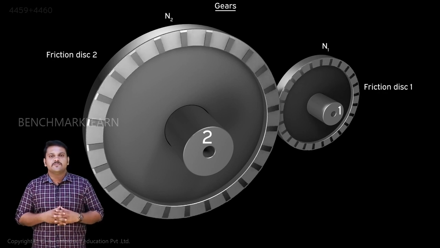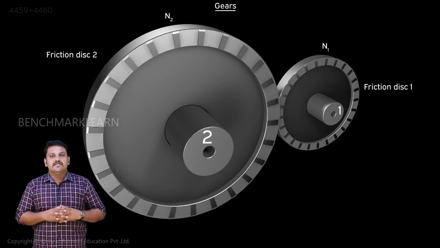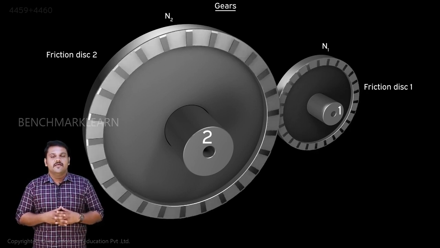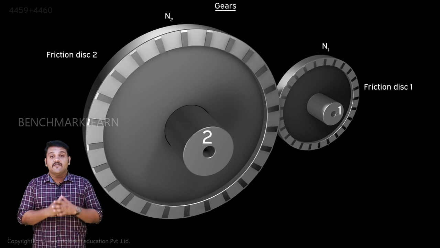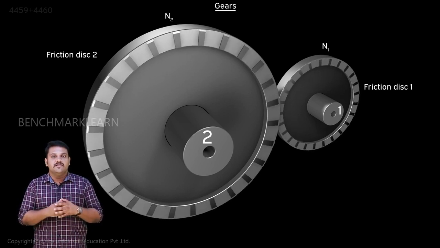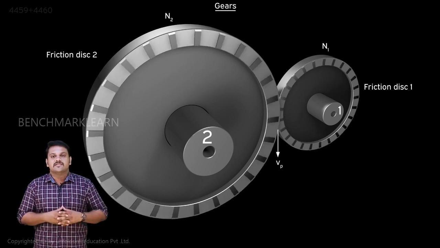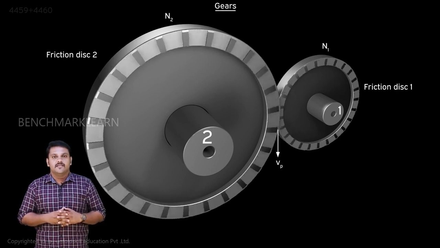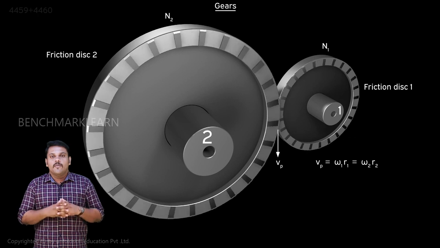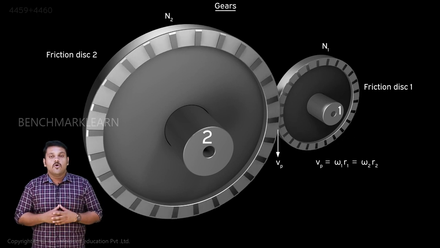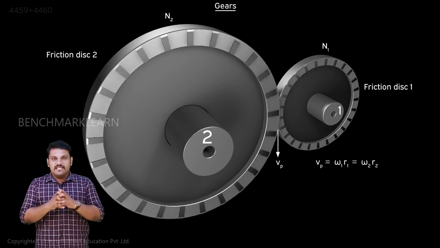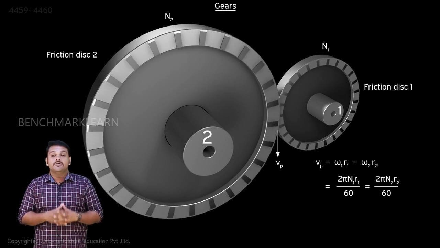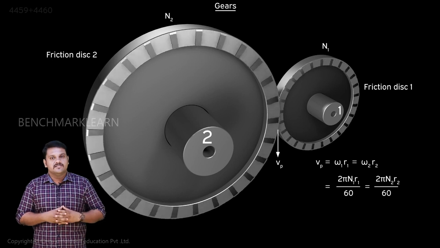If we try to transmit more power, there will be slip between the friction discs due to lack of sufficient friction. Assuming no slip, we can write the relation between the speeds of the discs. Let Vp be the common linear velocity at the point of contact of the discs. Vp is equal to omega 1 r1, which is equal to omega 2 r2, which is equal to 2 pi n1 r1 by 60, which is equal to 2 pi n2 r2 by 60.